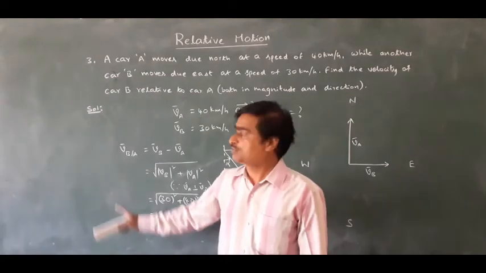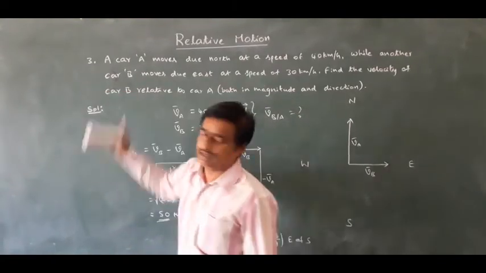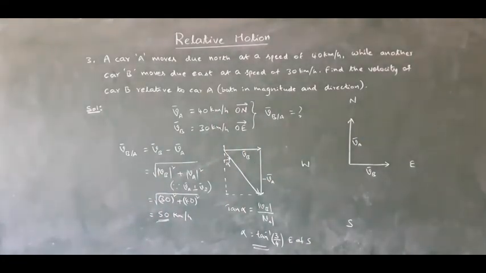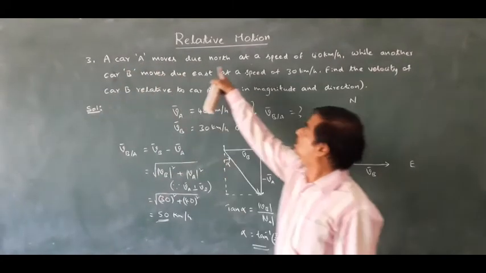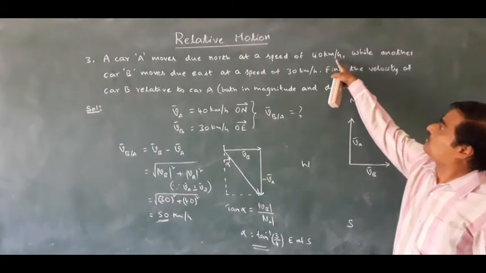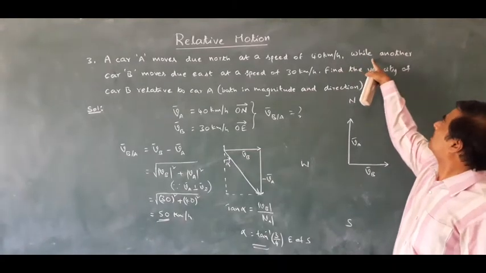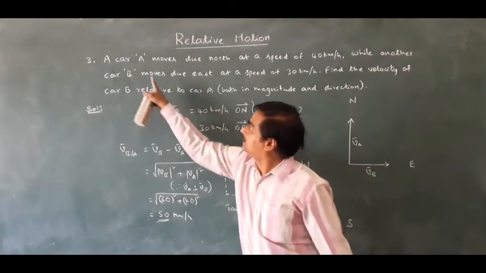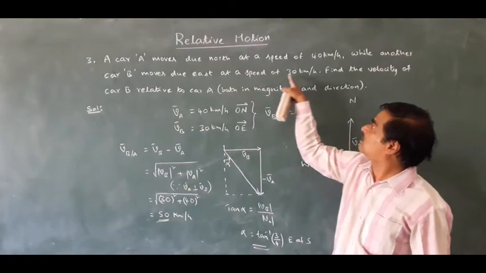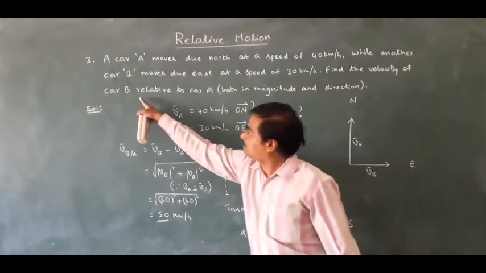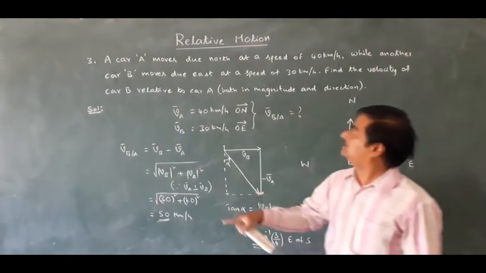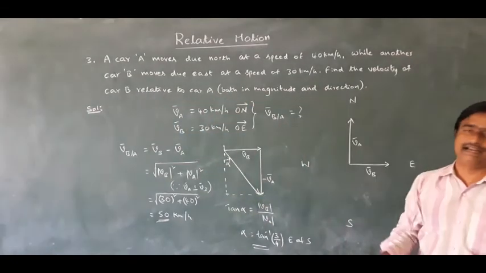Now, next problem, third one. A car A moves due north at a speed of 40 km per hour, while another car B moves due east at a speed of 30 km per hour. Find the velocity of car B relative to car A, both in magnitude and direction.